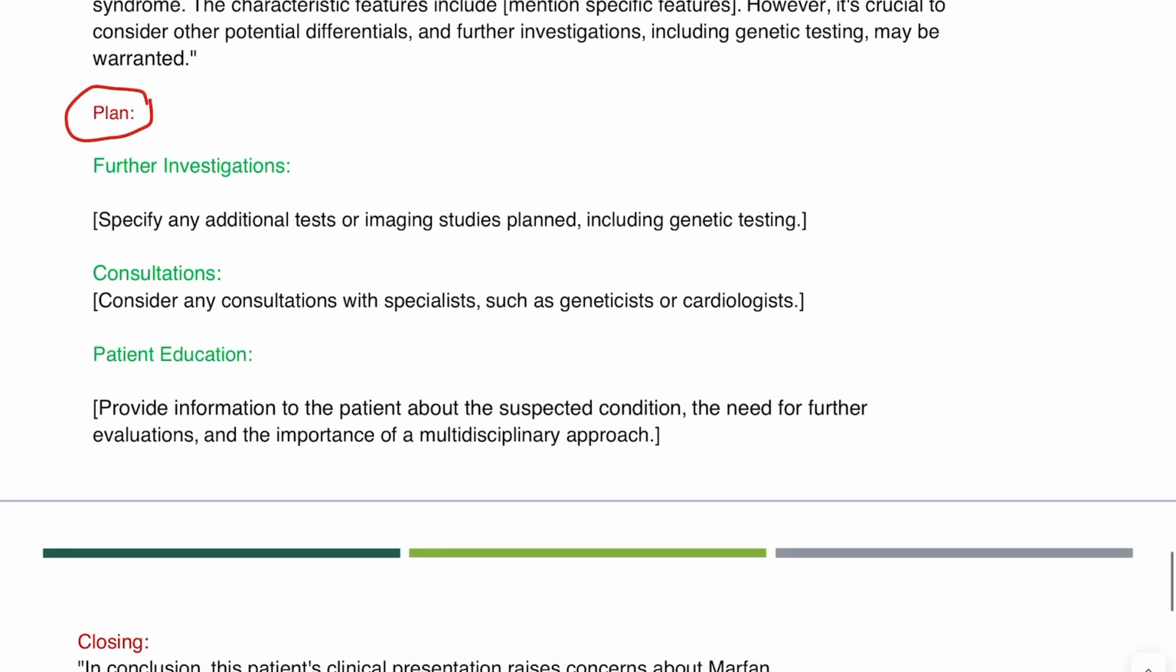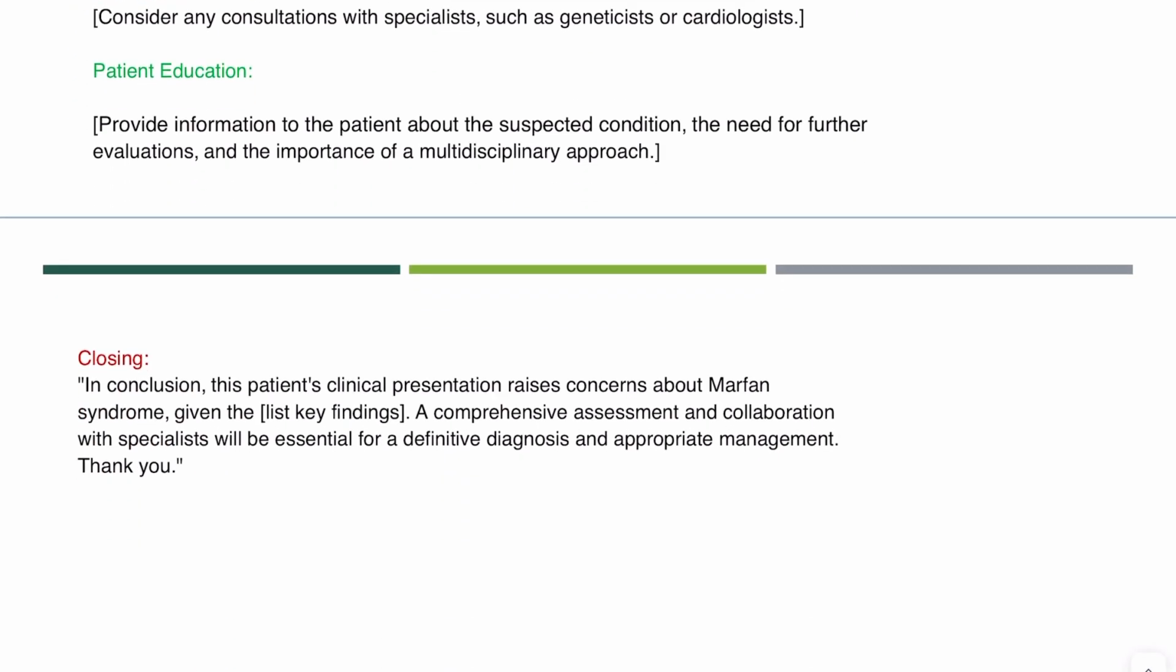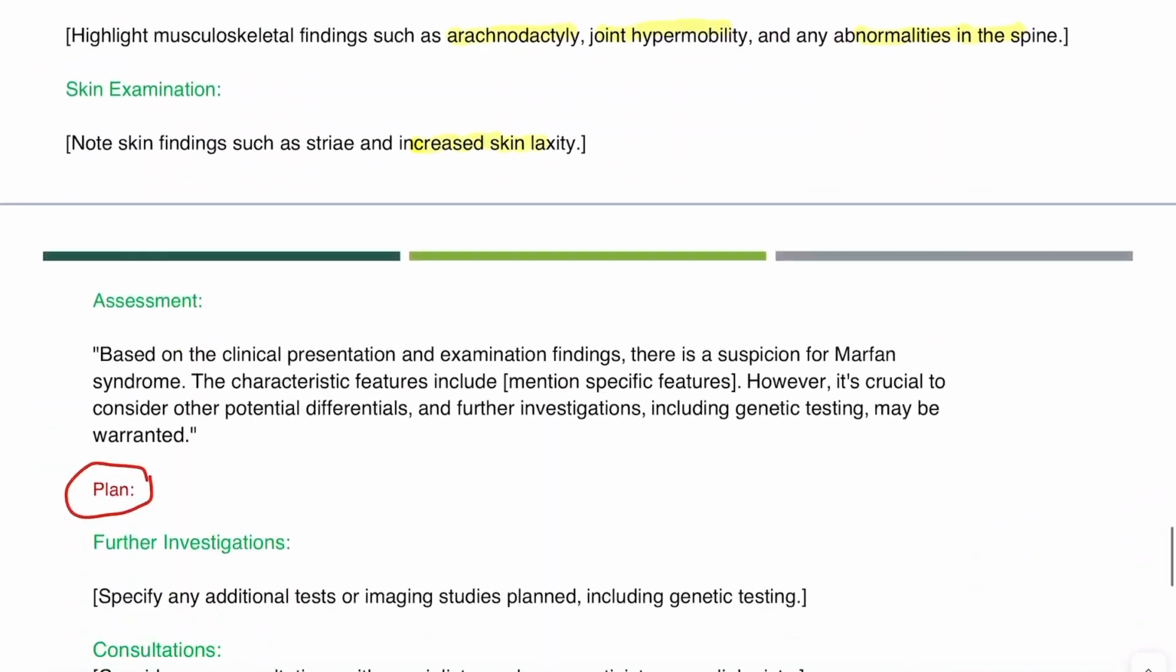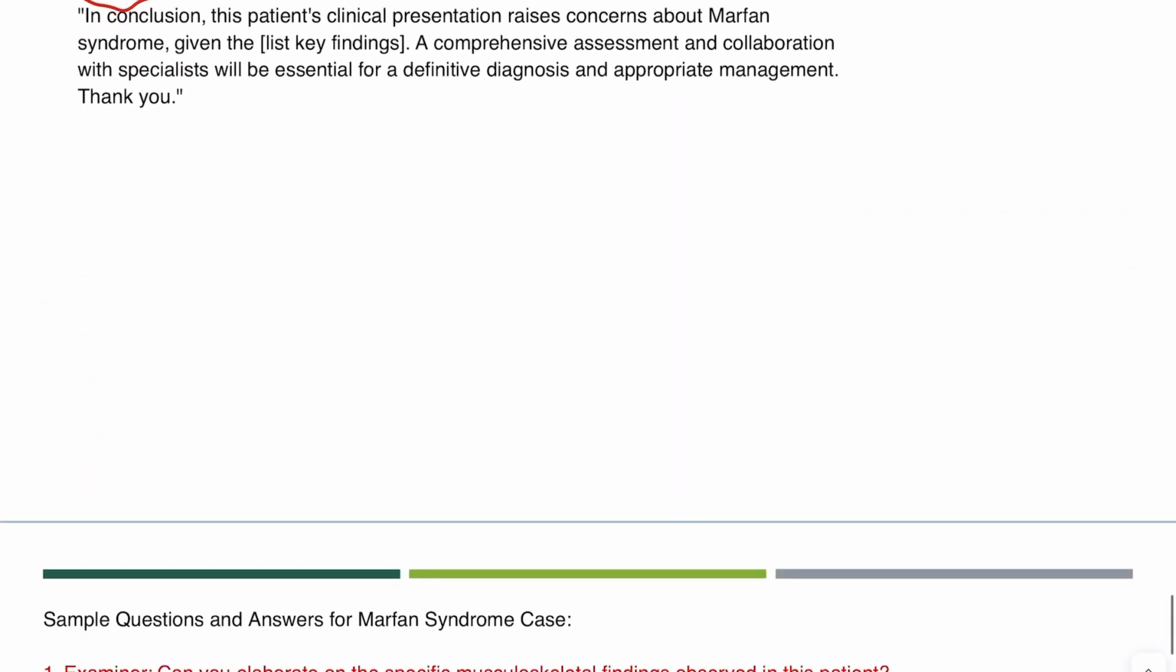In the plan, we're going to talk about the further investigations, any further consultations, and the patient education. And finally, you do the closing. If the examiner doesn't stop you here, you move on. In conclusion, this patient's clinical presentation raises concerns about Marfan syndrome. A comprehensive assessment and collaboration with the specialist will be essential for a definite diagnosis and appropriate management. So this is all about Marfan syndrome.